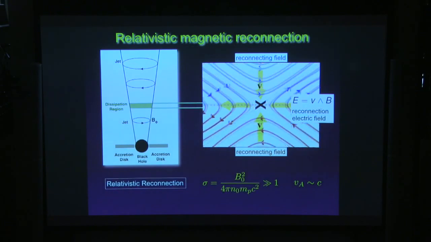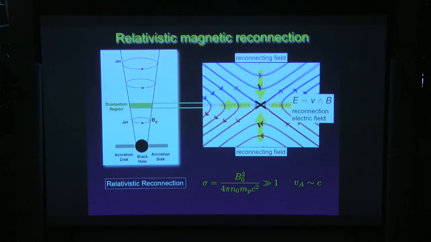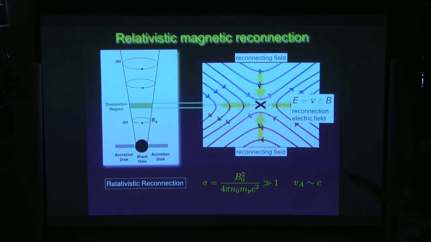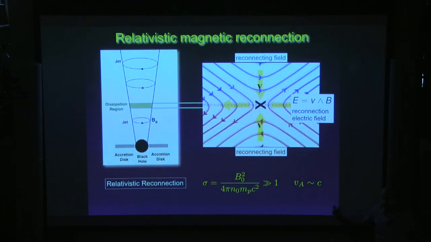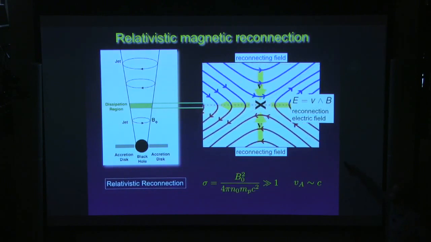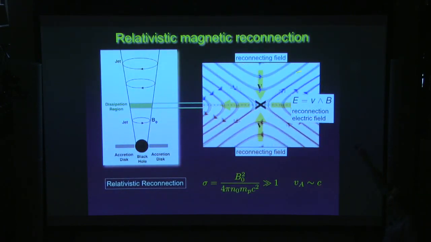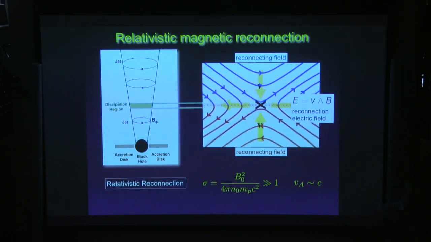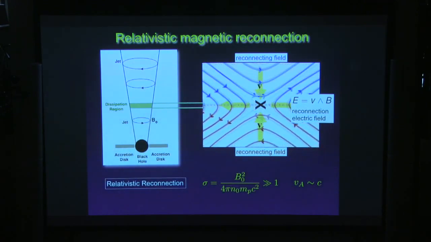The physics is that you have field lines of opposite polarity that are converging to a central point that is called the X point. And the motion of the field lines into this region is causing the presence of an electric field, just the V cross B electric field. So there is potential from this electric field to accelerate particles.